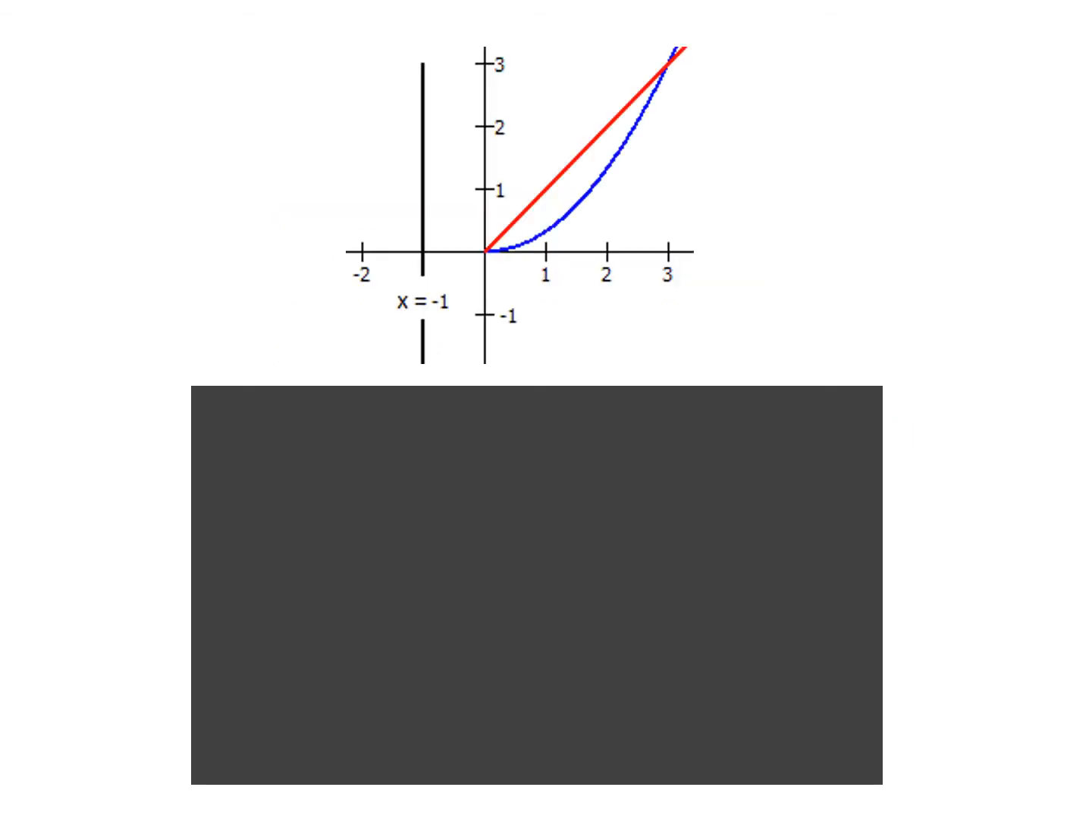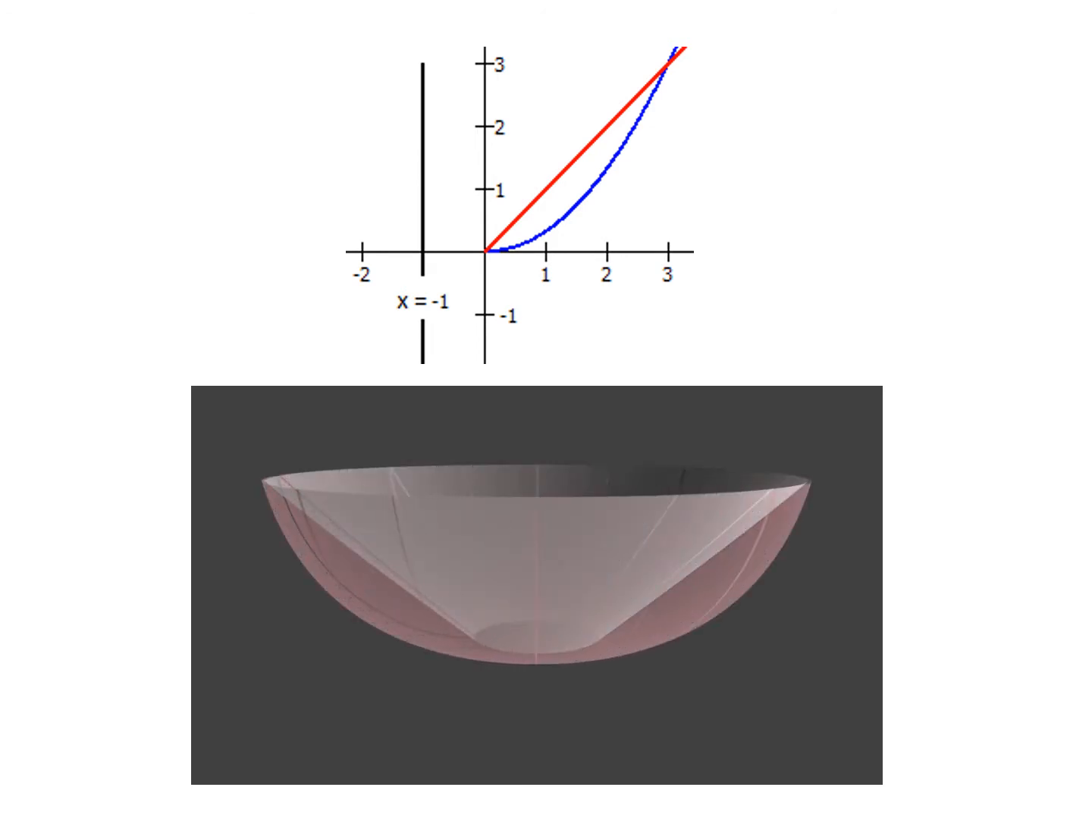Here we have a graph of three things: the line x equals -1 that we're going to revolve about, as well as the region bounded on the one side by the line y equals x for x from 0 to 3, and in blue the parabola y equals 1/3 x squared from x equals 0 to 3. So we're revolving this bounded region about this line. So we get an interesting object here.